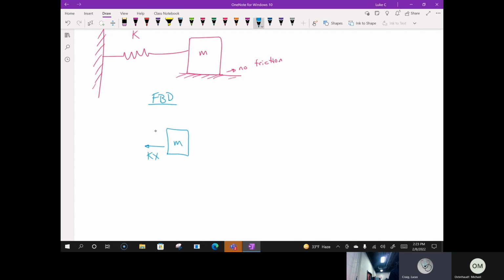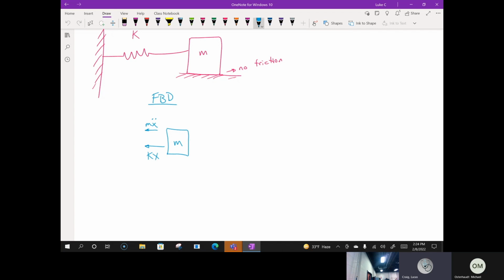Now, I'm also going to put on the inertia term, the MA term. Do you know how Newton's second law is always the summation of forces equals MA? Well, I'm going to put that inertia term, MA, in my free body diagram. I like to do that. So now all of my forces are going to equal 0.